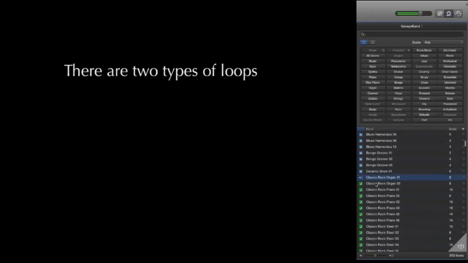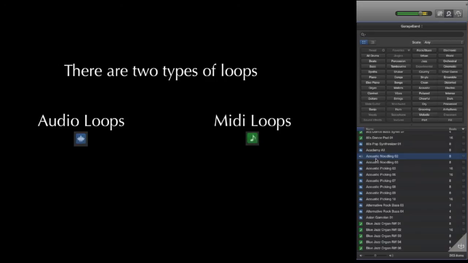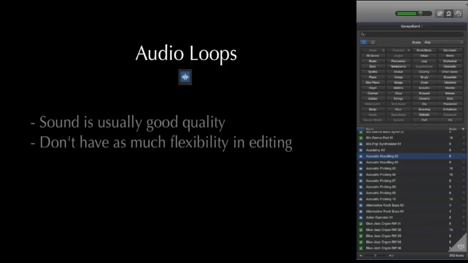Now, when you switch on the Loops library, you'll notice two types of loops. They are audio loops and MIDI loops. The ones with the blue icon with the little jiggly line on are audio loops. This means that they're a live instrument recorded with a microphone, and this means that they might have the potential to sound better. However, they can't really be edited that much.